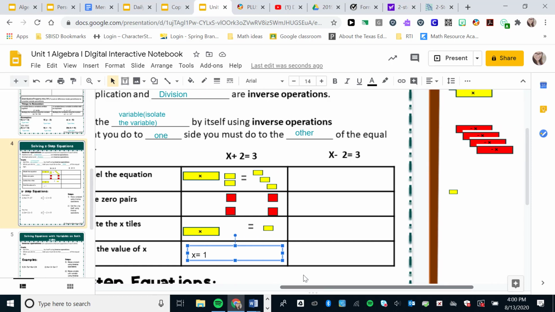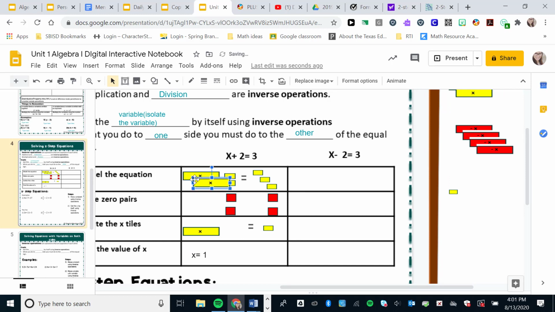Here it's a little bit different because our x's are the same. So I'm going to duplicate that and move it over. But instead of a plus 2, I have a minus 2. So I'm going to take one of these red ones, or 2 of these red ones, actually 1, and then duplicate it and move it over here. Okay, so now I have minus 2.